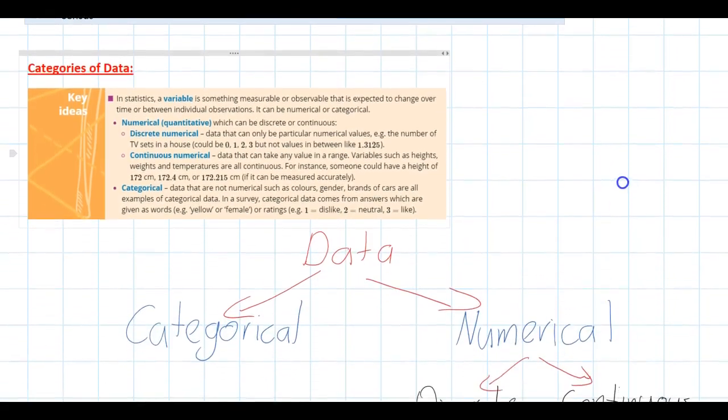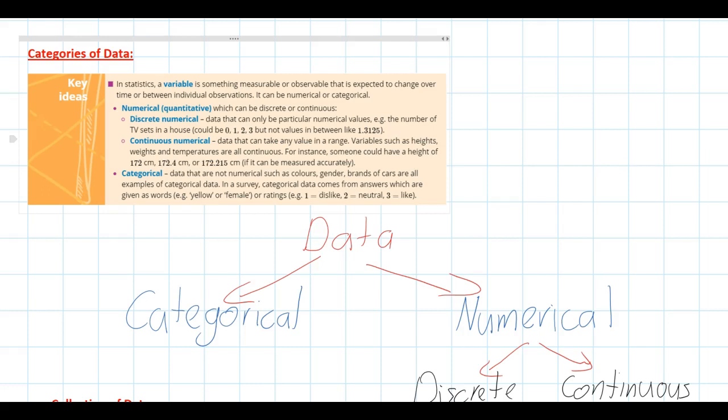So let's start off with the different categories of data. And again, this is going to be involving a bit of writing, so write these definitions down as we go. So the first one is variable. So in statistics, a variable is something measurable or observable, okay, I'll underline that, that is expected to change over time. So it's expected to change over time or between individual observations. Now these variables can be either numerical or categorical. So firstly, write down that definition of variable, and now we're going to look at the different categories that they can be put into. Now the two categories that they can be put into are numerical and categorical.